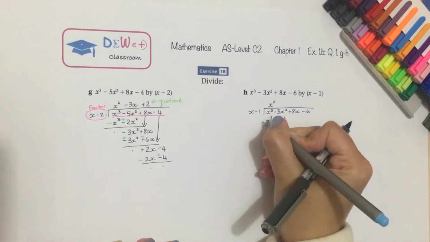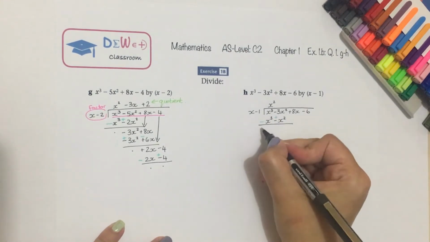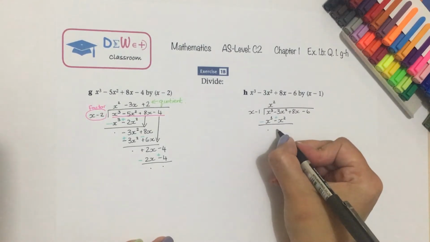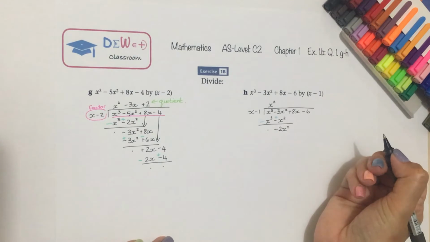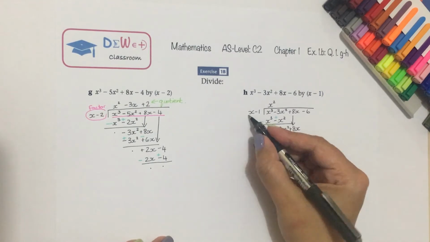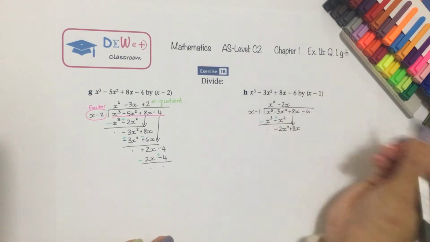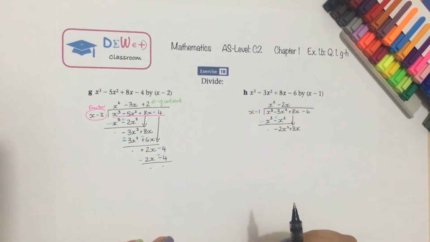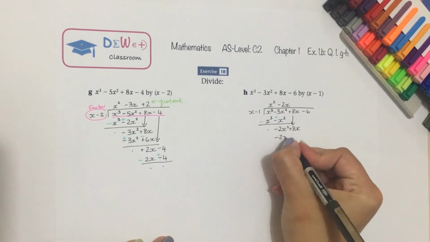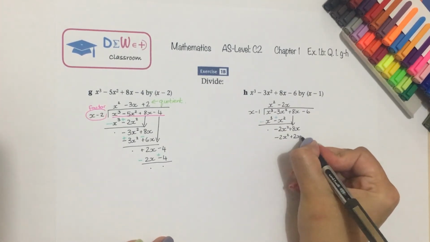We want to subtract them, so we're going to change the signs of both of these terms, and then we subtract. x to the power of 3 minus x to the power of 3 is 0. Minus 3x squared plus x squared is minus 2x squared. We bring down that plus 8x to the bottom here, and we say minus 2x squared divided by x gives us minus 2x. Going down, you can't ignore the negative 1 anymore, so minus 2x times x is minus 2x squared. Minus 2x times minus 1 is plus 2x.